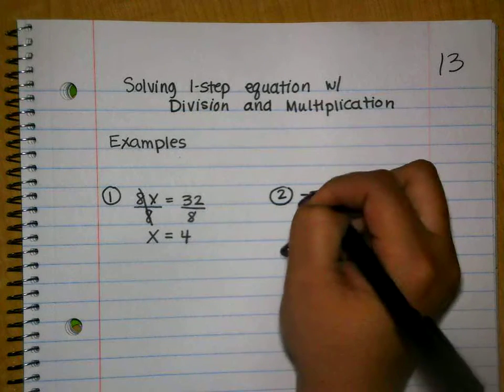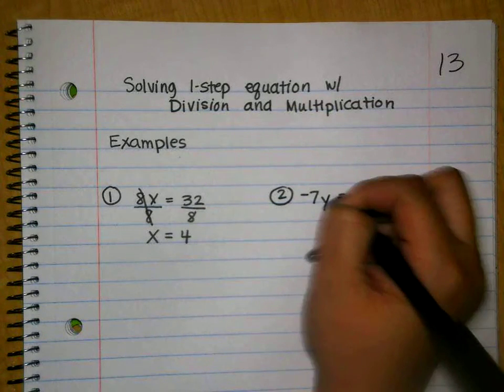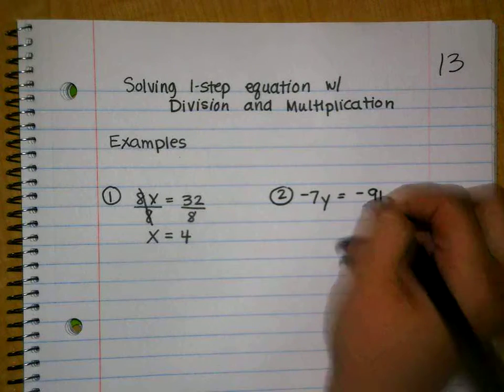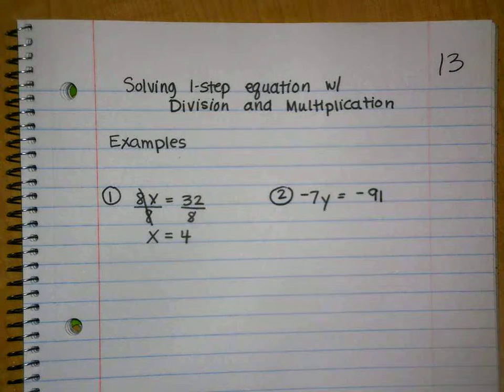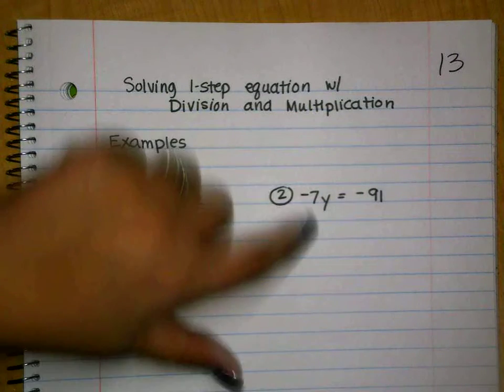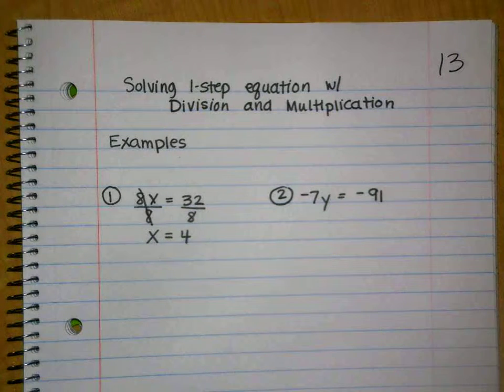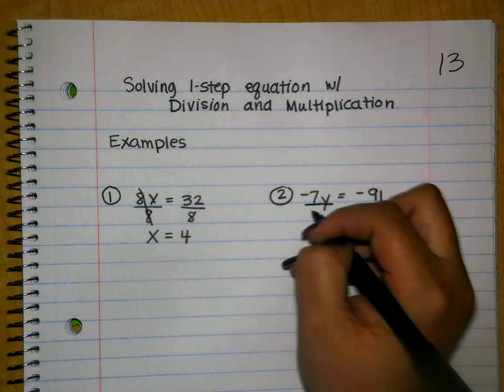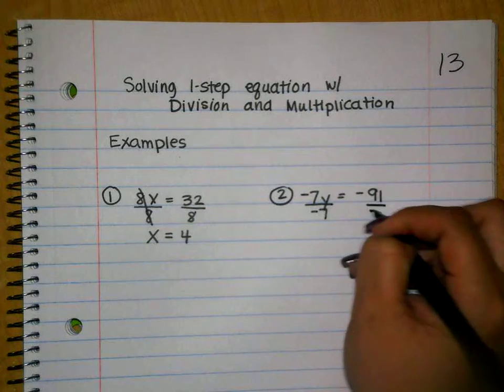If I have negative 7y is equal to negative 91. Okay, so we're going to say, what do I need to identify? I need to isolate the y. And how do I isolate the y? Well, I need to figure out what I need to get rid of to make the y by itself. I can see that the negative 7 is touching the y, so I have to get rid of that. So how do I get rid of that? Well, that is attached to the y by multiplication. So I'm going to divide, since it's multiplied, I'm going to divide both sides by a negative 7.